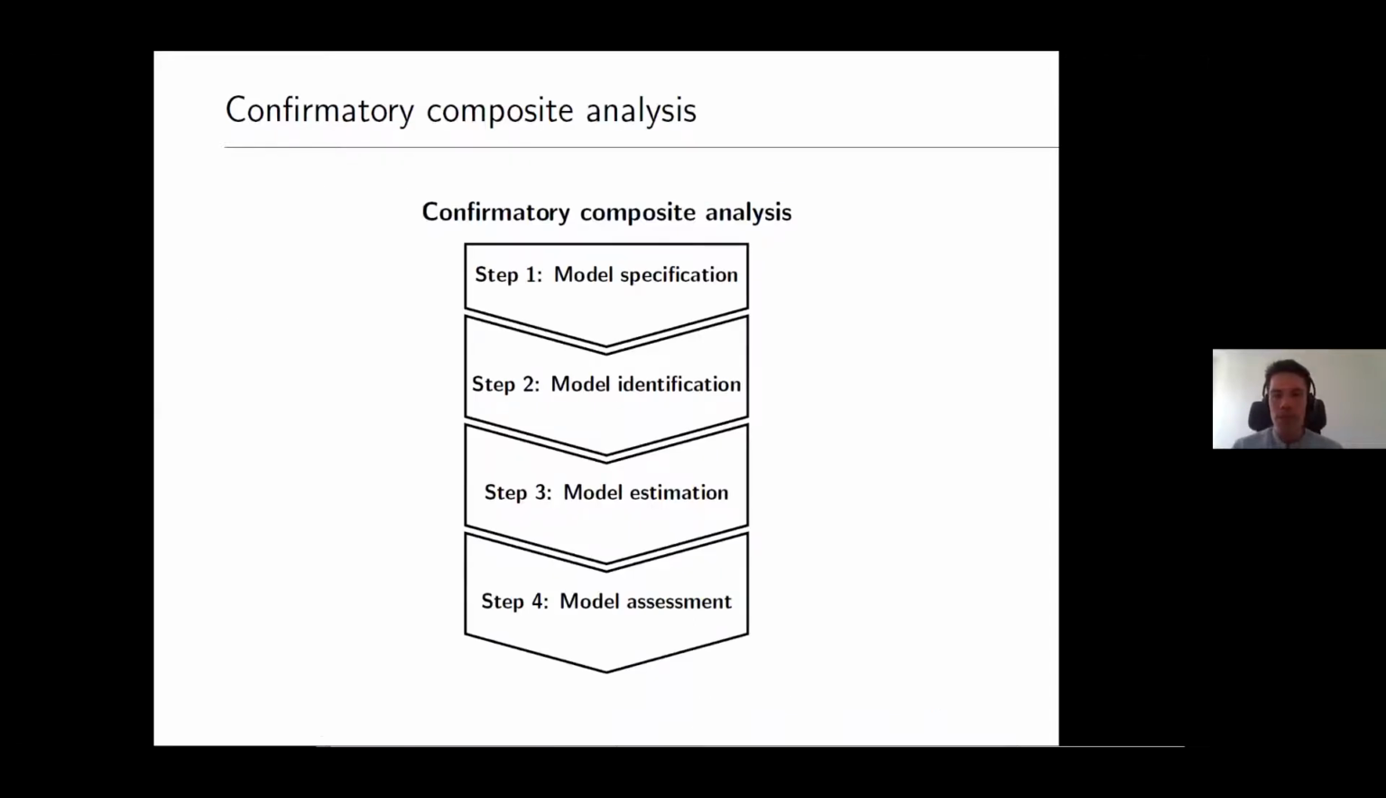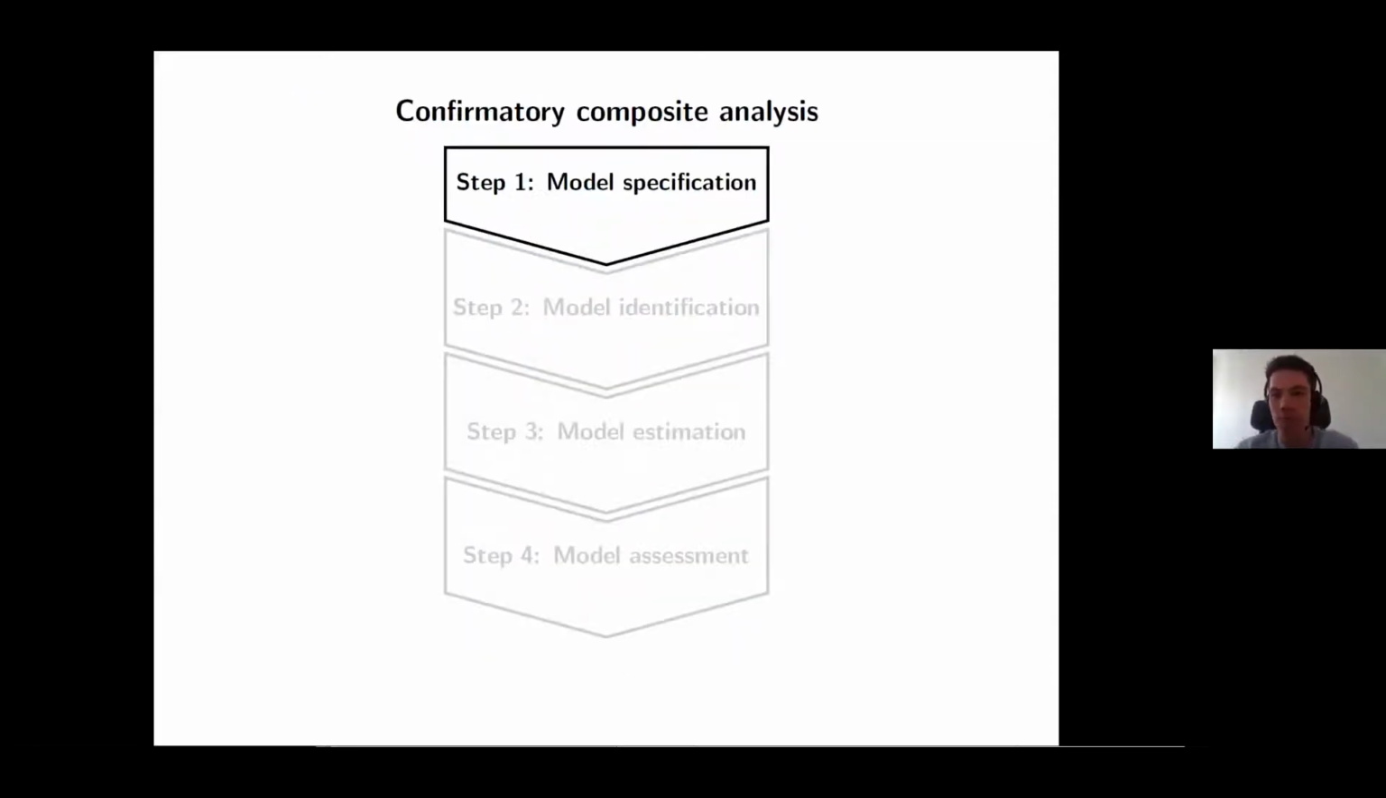So, what is confirmatory composite analysis? As the name suggests, it is a confirmatory approach, and indeed it is an approach to structural equation modeling, which consists of the following four steps. First, we need to specify a model. Second, we need to ensure that the model is identified. Then we can estimate the model parameters. And finally, we can assess the model. In the following, I will elaborate on each step.